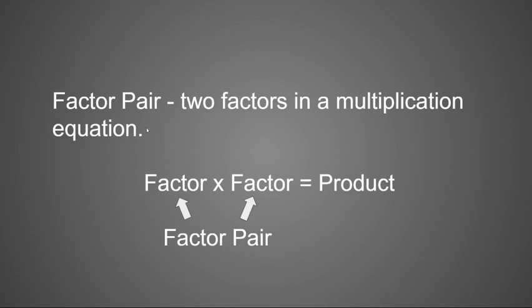We also have a factor pair. So a factor pair are two factors in a multiplication equation. So we call both of those factors together a factor pair. So every multiplication equation has two factors which make a factor pair.